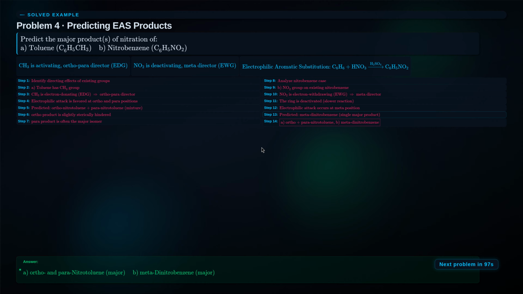For part A, toluene has a CH3 group which is electron donating, an ortho-para director. Electrophilic attack is favored at ortho and para positions. We get a mixture of ortho-nitrotoluene and para-nitrotoluene. The para product is often the major isomer because the ortho position is slightly sterically hindered.